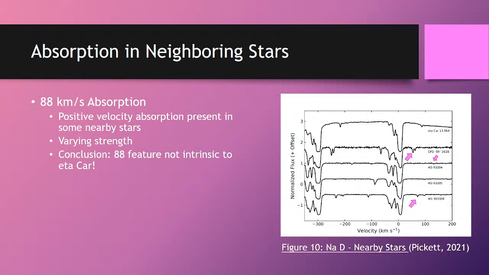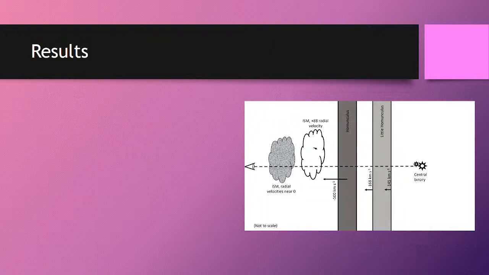It is varying in its strength and velocity, but it is relatively clear to see that this absorption does appear at other regions. Up at top is Eta Carinae, and comparatively to these stars, you can see features that are caused by this gas and dust.